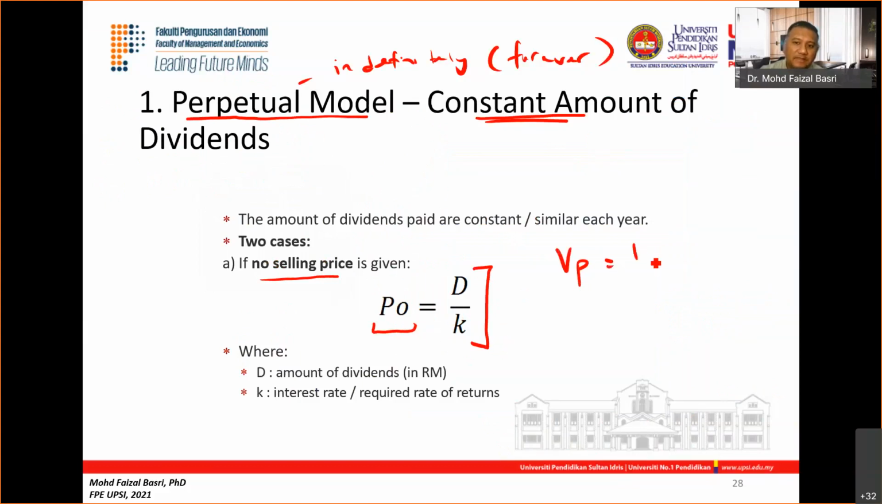Okay, the formula of VP is D divided by K. And it is actually the same formula. Why? If you remember, the characteristic of preferred stock is that the returns are fixed. The dividends are fixed. So for P0 with the constant amount of dividend model, this also refers to fixed dividend. So that's why we can share the same formula. Here, D is again the annual dividend, and K is the required rate of returns.